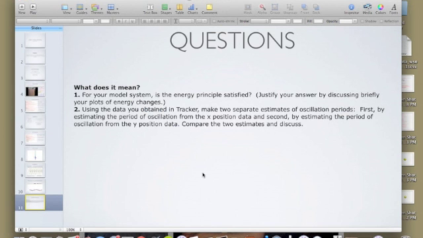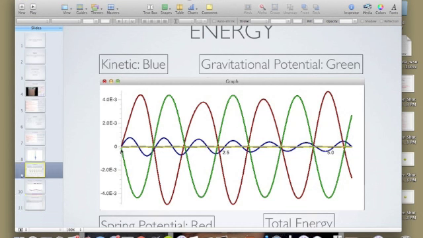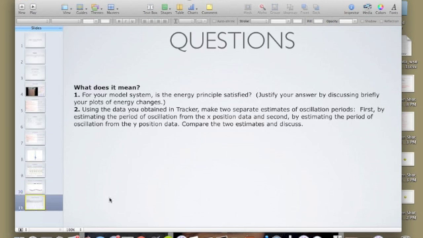Finally, we'll ask ourselves the questions for what if and what does it mean. First off, for your model, is the energy principle satisfied? Well, as we saw in the graphs, the total energy was equal to zero. This is true because the gravitational potential energy and the spring potential energy, along with the kinetic energy, canceled out.